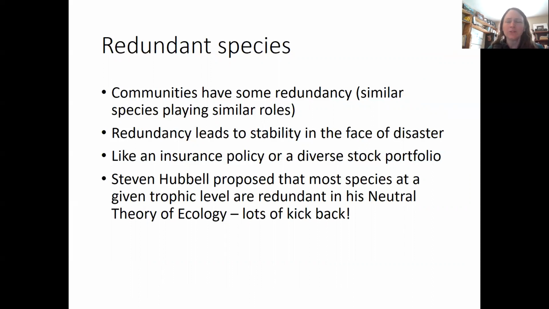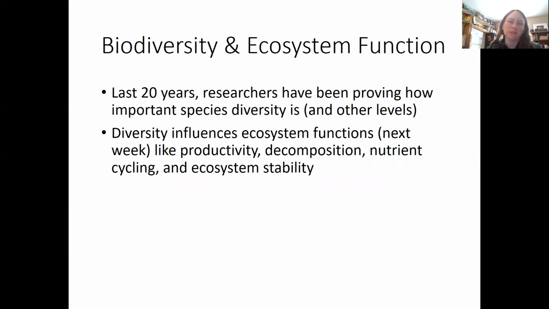And so about 25 years ago, scientists got really excited about trying to understand how biodiversity influences ecosystem function. And hundreds and hundreds of studies have been proving how important species diversity really is, and how important diversity at all of the levels we've been talking about in this lecture and the previous one: genetic diversity and functional diversity and regional landscape-level diversity. So there's a lot of really cool research out there on how diversity influences ecosystem functions. And over the next few weeks, we'll talk about these different functions.